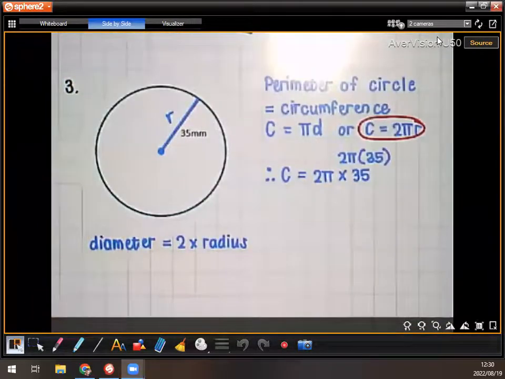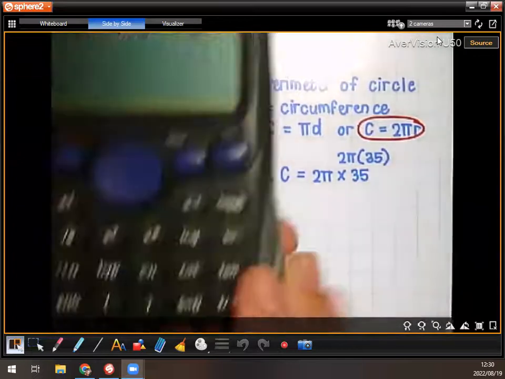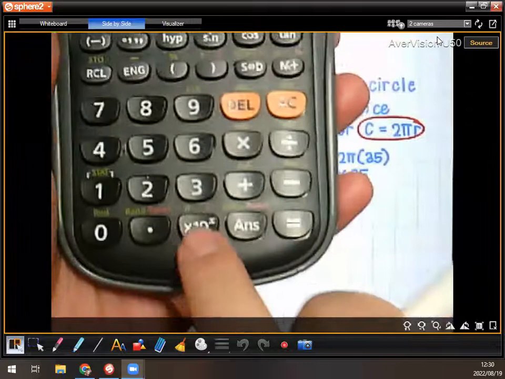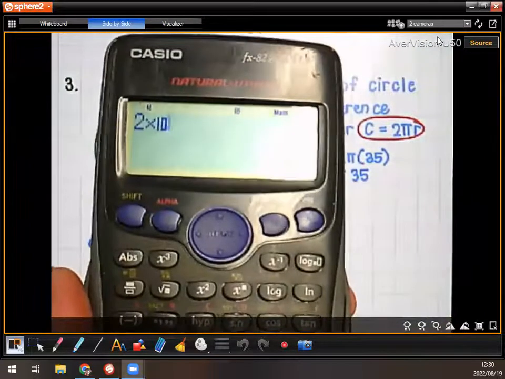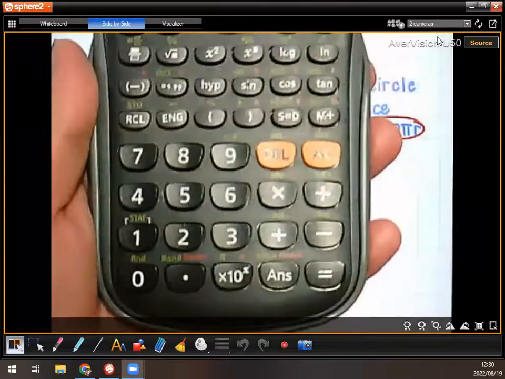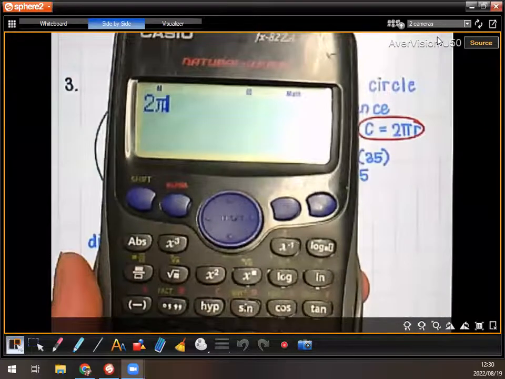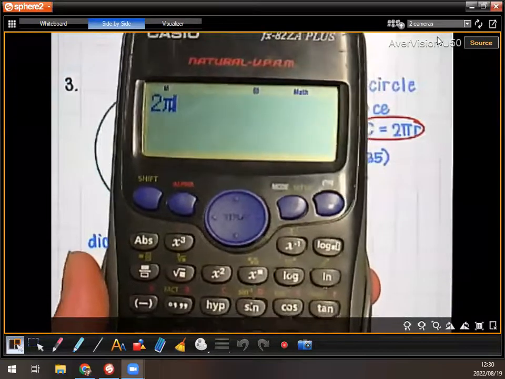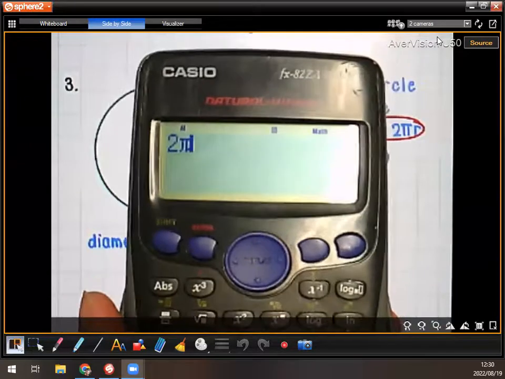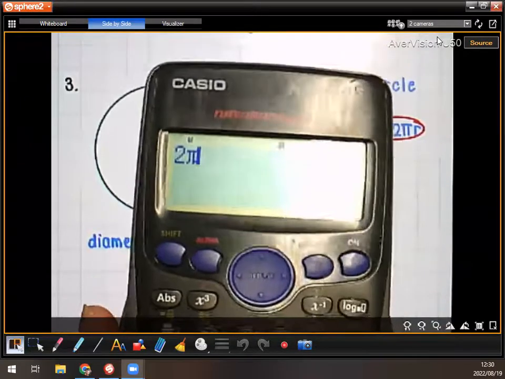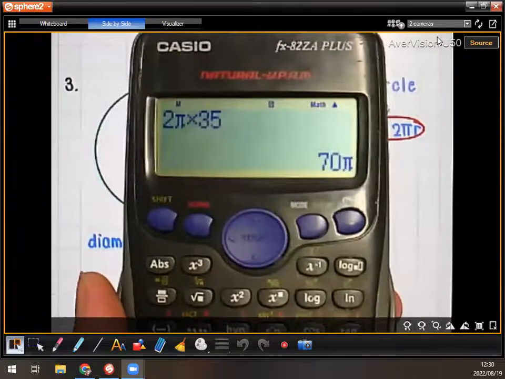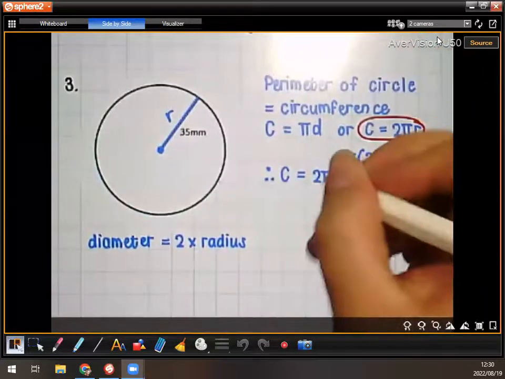So what we're going to do is press 2, and then if I now press this button, is it going to be pi? No. So I have to press shift, and then that button, and then it is pi. We don't even have to worry about what number pi is. The calculator has it stored, and it's going to work with it. Whenever you're working with pi, you will have to use your calculator. Times 35 equals 70 pi. Now we can write 70 pi for now.